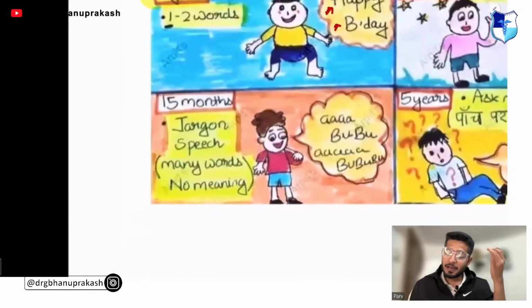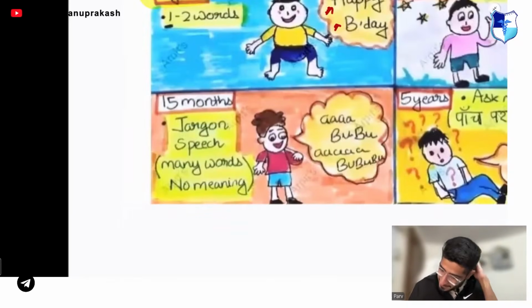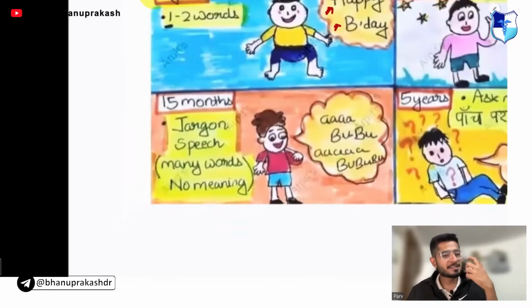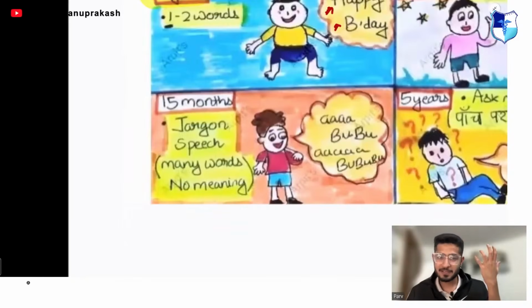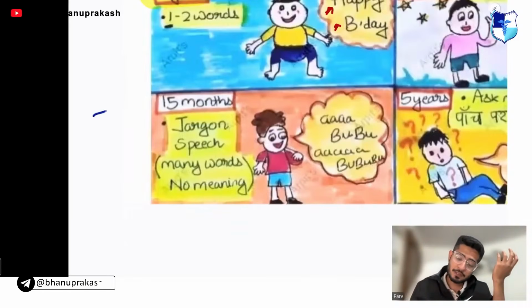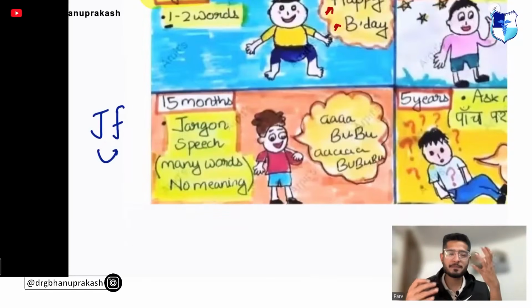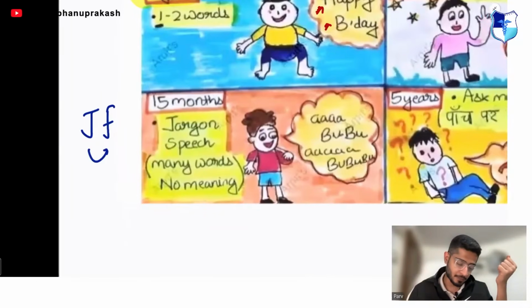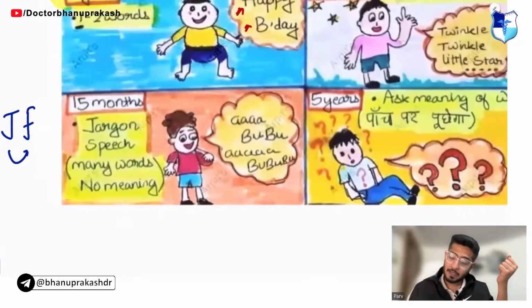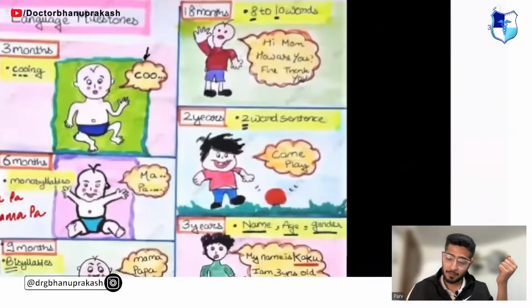At 15 months, they are going to speak some jargon speech, many words, but there will be no meaning. That is 15 words. So 15 words is something which you can remember. Coming on to jargon speech, just remember jargon speech is just like 15. So this is you write J, and this is you write F. So J and F also resemble somehow. So jargon speech at 15 months. This is something which you have to understand.